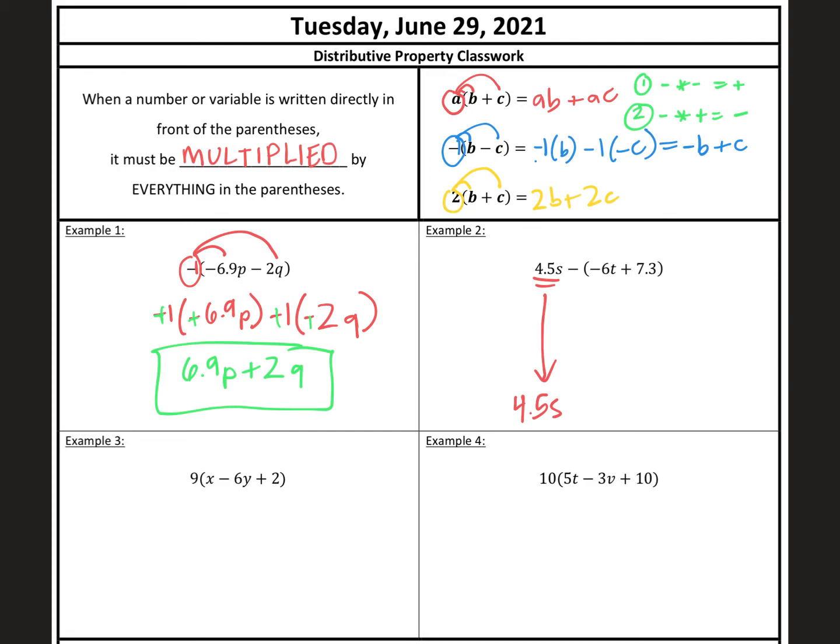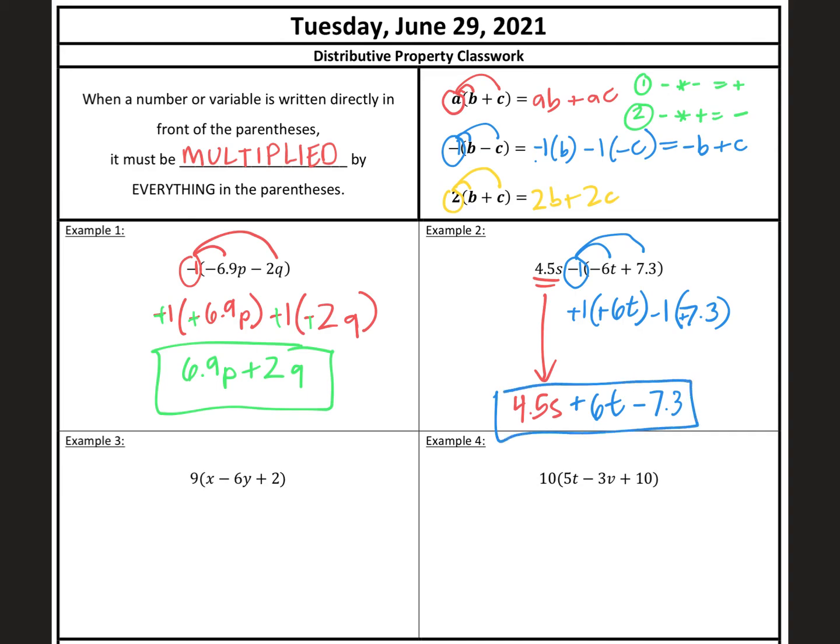On that other part, we have a negative, and then there's a sneaky little 1 there, so we're going to do -1 times -6t, and then we're going to do -1 times 7.3. Again, when I do this for my first one, we have a negative times a negative. That gives us a positive, so plus 6t. A negative times a positive gives me negative, so minus 7.3. And then again, my final answer would be this whole thing, 4.5s plus 6t minus 7.3.